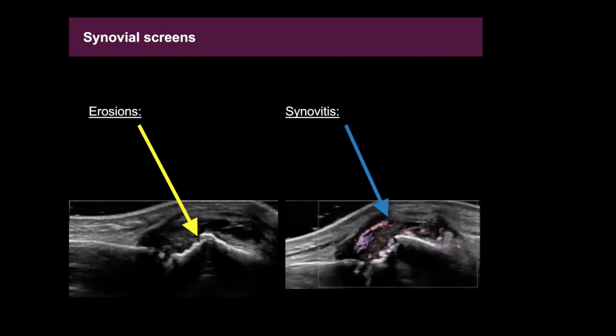We could certainly do things like synovial screens. I know rheumatology does this all the time. You could put the probe on the patient. If you're wondering about things like rheumatoid or gout, you could look for things like erosions. That's denoted by scalloping of the underlying bone. That could be denoted by that yellow arrow.